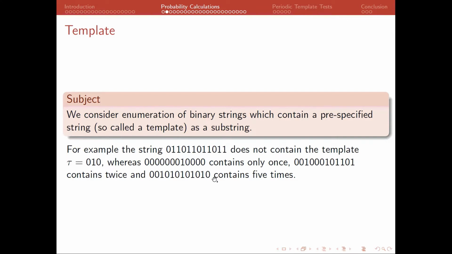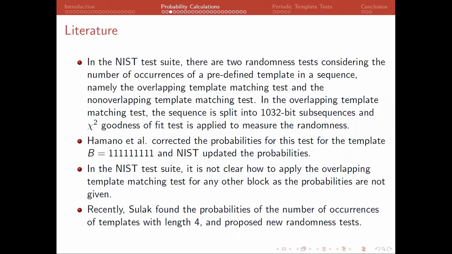And this is a very famous test in this test suite, but some approximations are used and some probabilities are stated there, but some of them are wrong, unfortunately. There are 2 randomness tests considering the number of occurrences of a string, the overlapping template test and the non-overlapping template test. In the overlapping template test, a sequence is split into 124, but since the template is 9 bits long, 124 plus 8, 132-bit sequences. Then a classical chi-square goodness of fit test is applied. But unfortunately, the probabilities were wrong there.